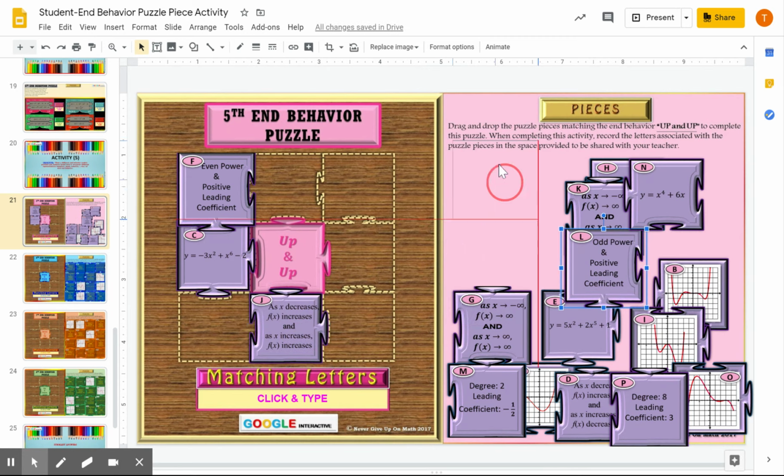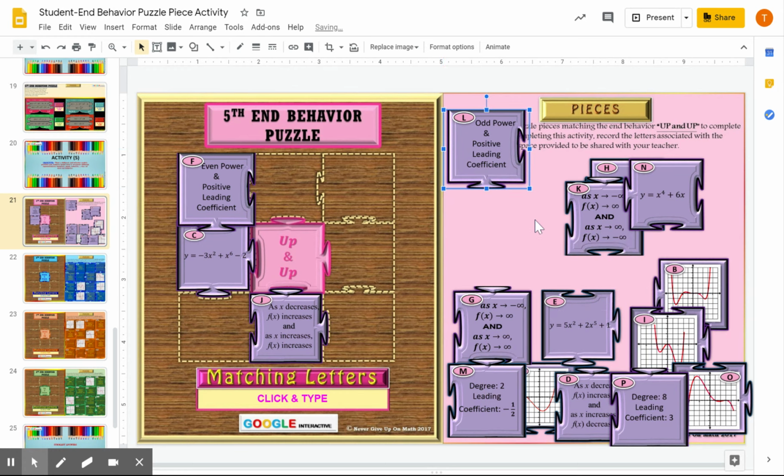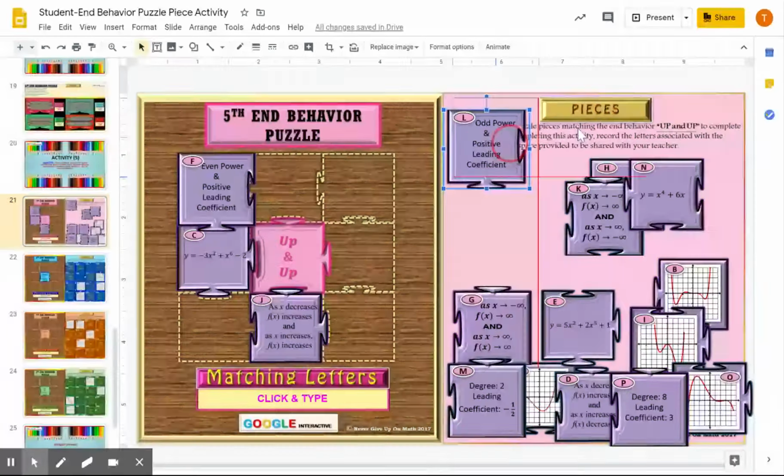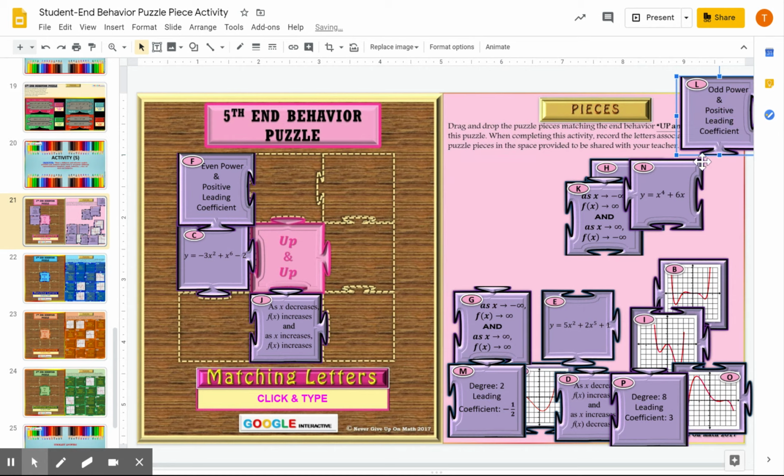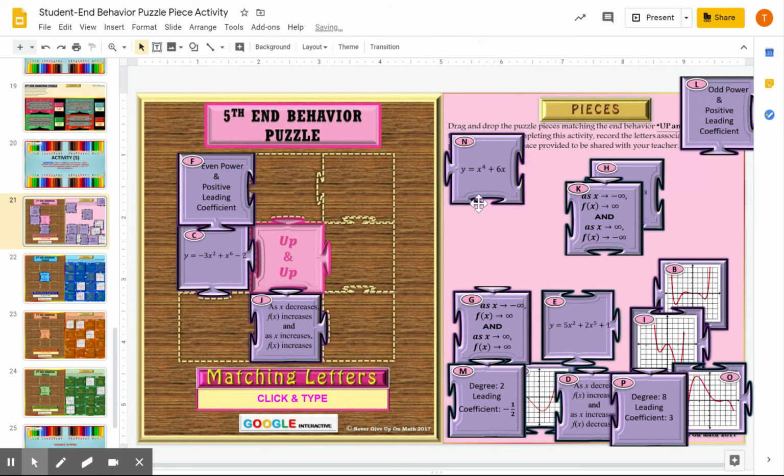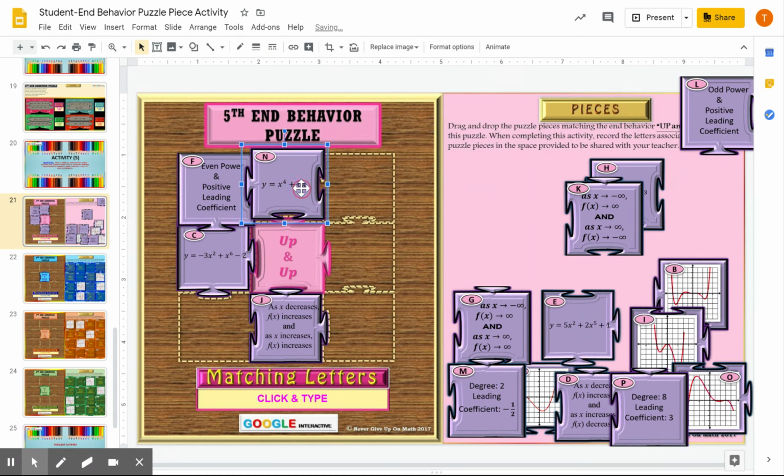This one says odd power and positive leading coefficient. I immediately am like, nope, not up, up, because odd powers go in opposite directions, not the same direction. So then looking at this one, x to the 4th plus 6x. Is that up, up? Well, it has an even degree, 4, and the coefficient on x to the 4th is 1, and 1 is a positive number. So yes, this is up, up. And that looks like it goes here.